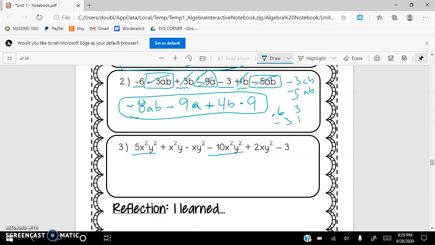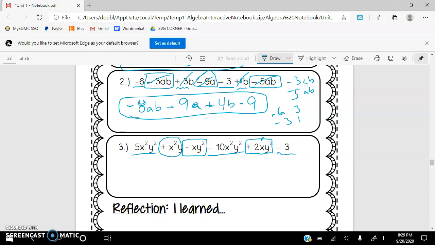Okay, now let's look for the x squared y. So anything that has an x squared y. Now this has a y squared, but it's not an x squared. This has a y squared, but it's not an x squared. So that looks like it's going to sit by itself. Next, we have a negative x y squared. And the thing that combines with that is a positive 2x y squared. And then the last thing we have is a negative 3.